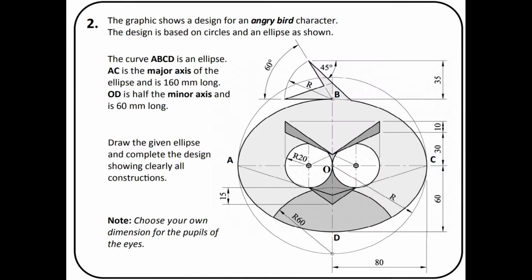2017 Ordinary Level Technical Graphics, question 2, which is looking at the ellipse. The graphic shows the design for an Angry Bird character. The design is based on circles and an ellipse as shown. The curve ABCD is an ellipse.